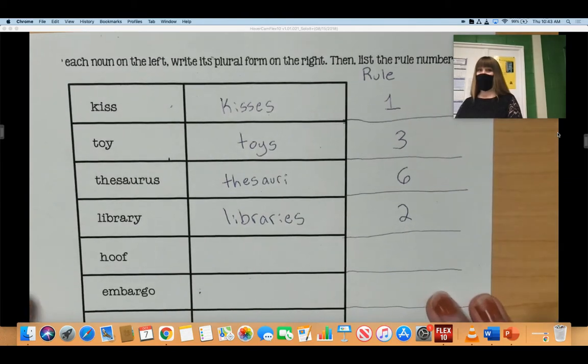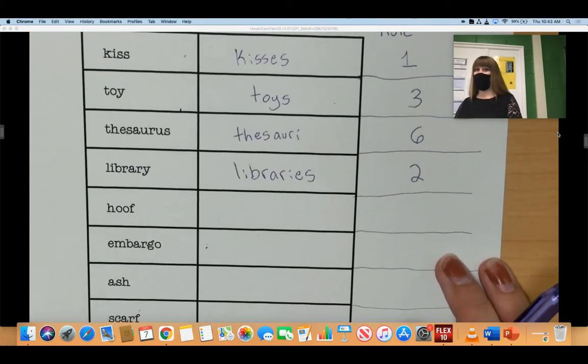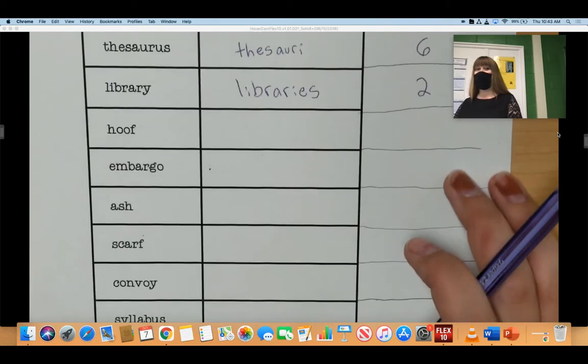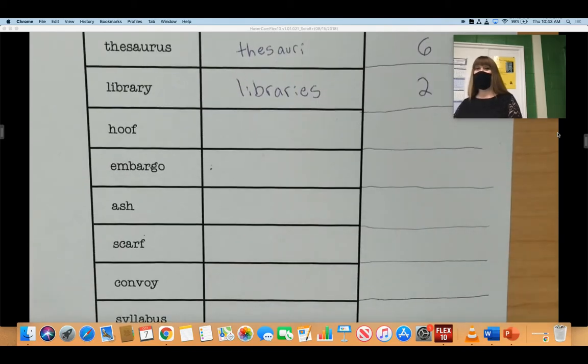If you are not just copying my answers, but actually following along with your rule sheet, that will help you when we work on the test. The study guide is on Monday and the test is on Tuesday.